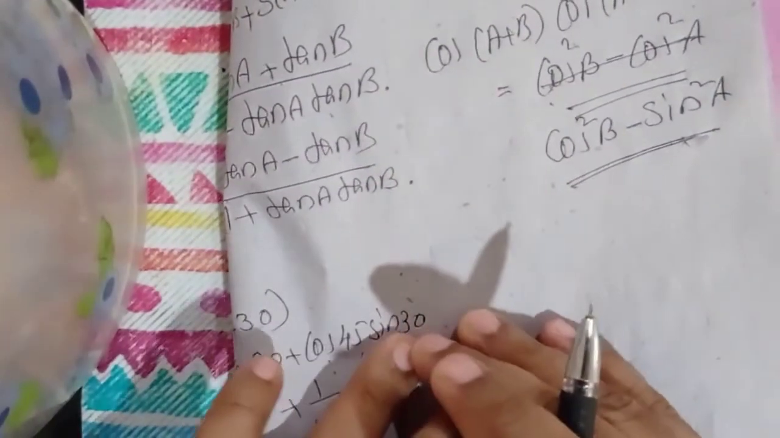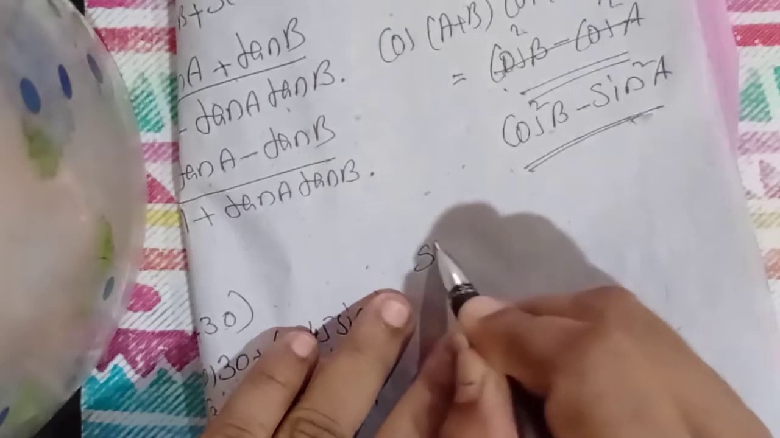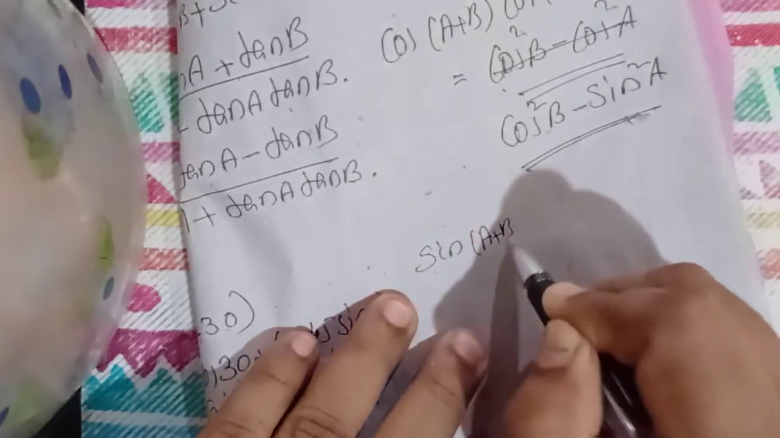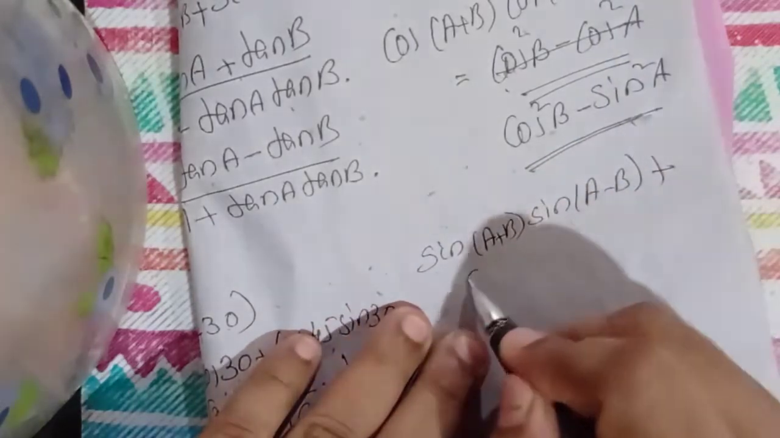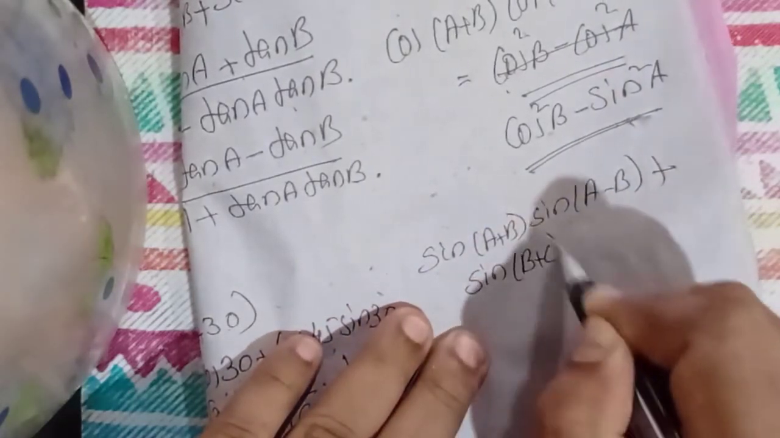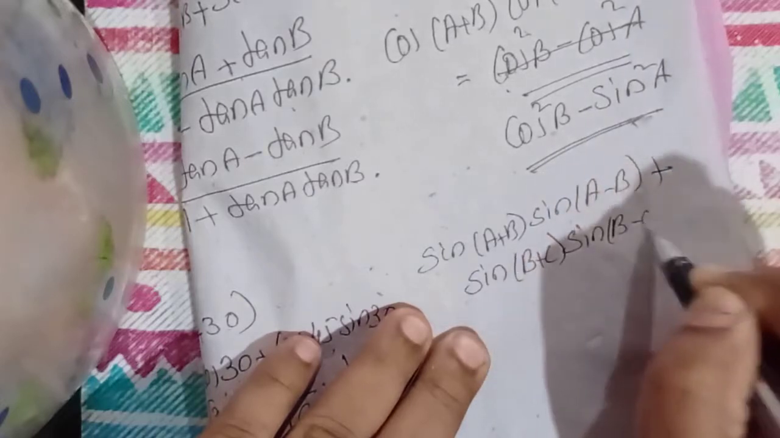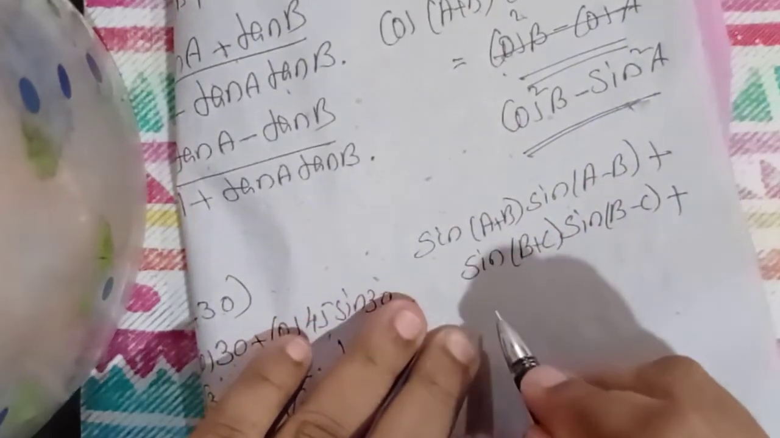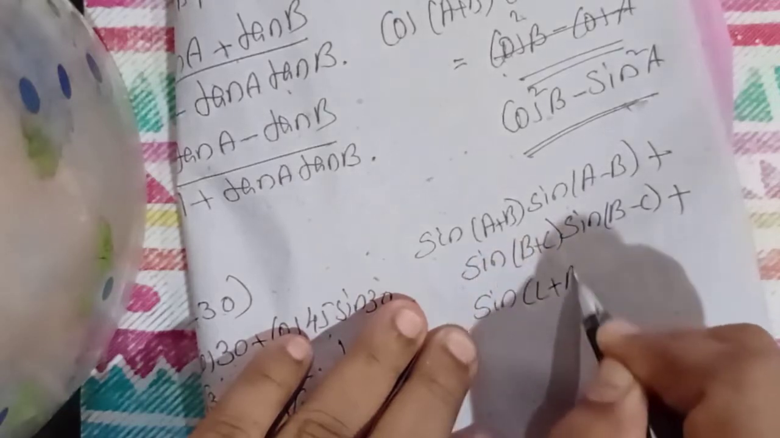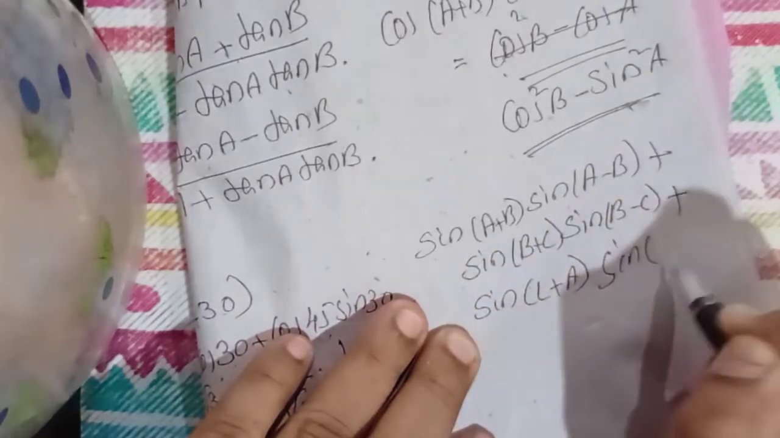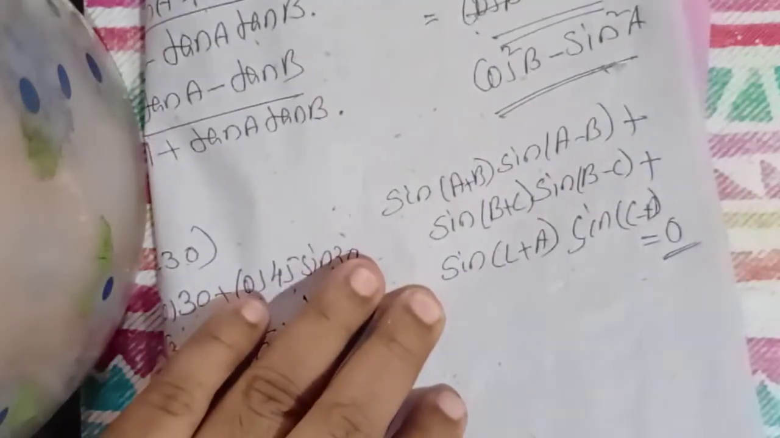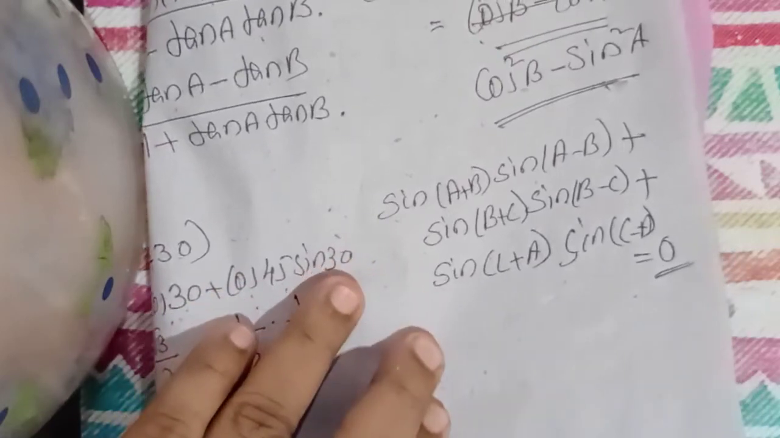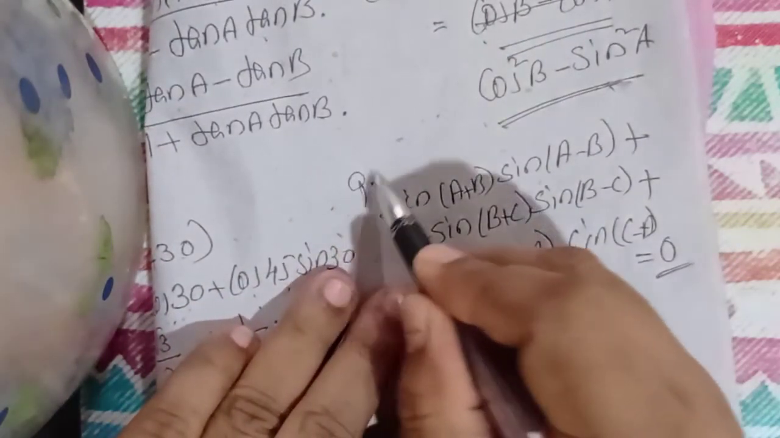Write one question. Prove that sin(A+B) sin(A-B) plus sin(B+C) sin(B-C) plus sin(C+A) sin(C-A) is equal to 0. Copy the question. Prove that.